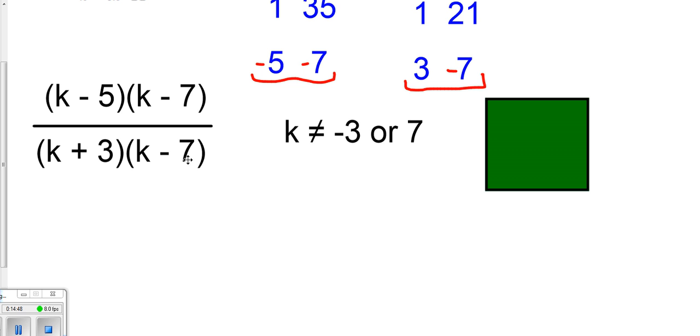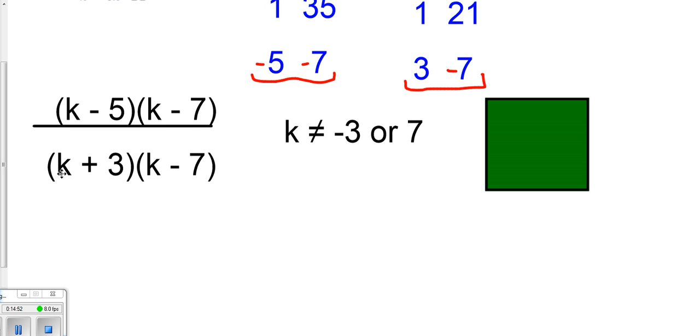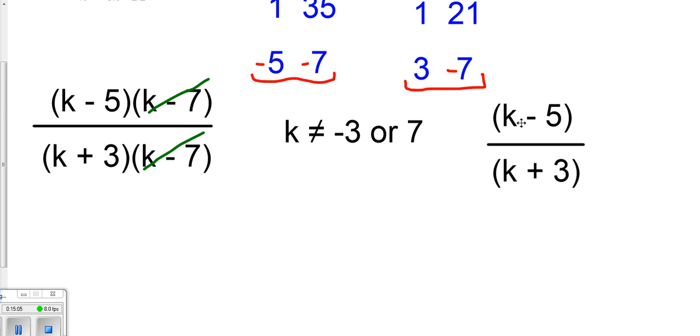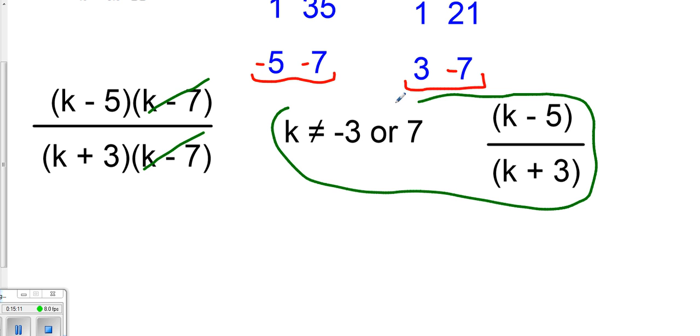From there, looking at our denominator, we know that k cannot be negative 3, and k cannot be positive 7. Those are our excluded values. To simplify this, we can take out k minus 7 from each piece, and we'd be left with k minus 5 over k plus 3. So here are our excluded values and our simplified expression.